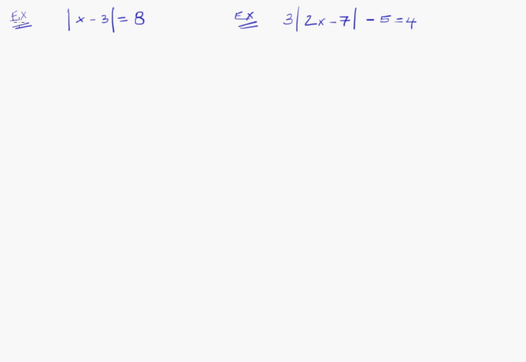So whenever we're solving absolute values, we always set up two cases. We set up the case that x minus 3 actually equals 8, and then we set up the case that x minus 3 equals negative 8. Okay, so in this case, I'd add 3 to both sides, and I would get that x is 11.